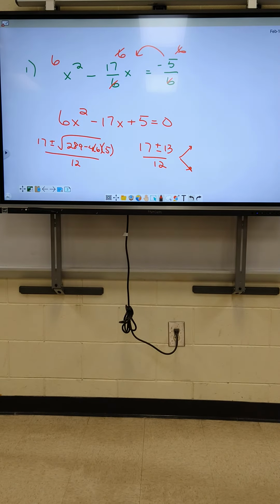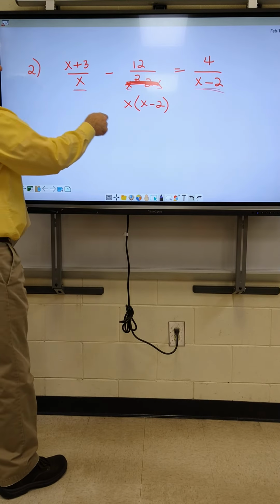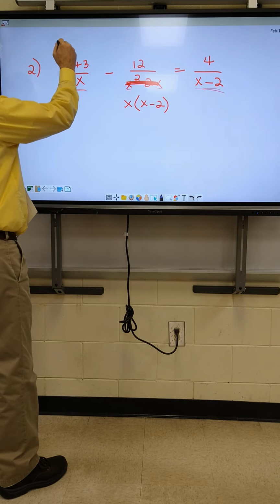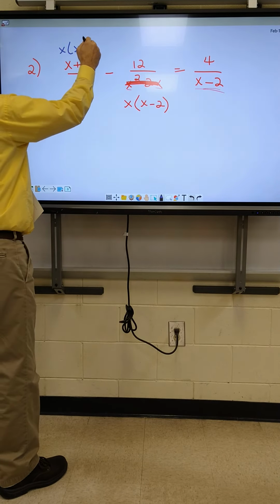All right, so now let's find a common denominator. Common denominator is one of everything on the bottom. So you got to have an x, and you got to have an x minus 2, and y'all write that above each fraction. All right, you guys do your crossing out from there. Let's see if we can get this one.